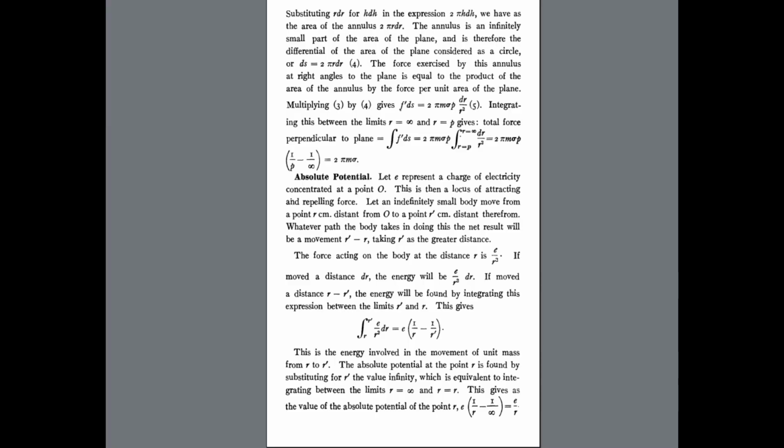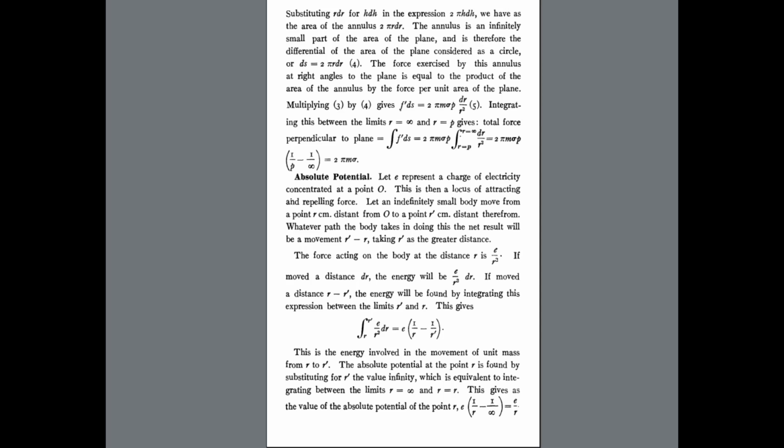Now, absolute potential. Sloane now changes the problem. Let E represent a quantity of electricity concentrated at a point O. This point is therefore a center, or locus, of attracting or repelling force. Now imagine an indefinitely small test body being moved from a position at distance r from O to another position at distance r prime from O.